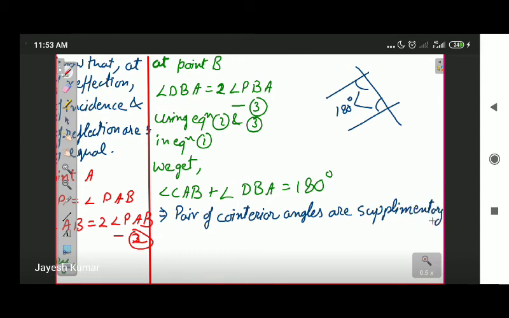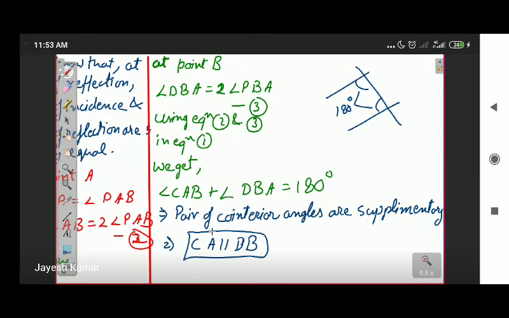The pair of co-interior angles are supplementary. That means these lines, one line was CA, another was DB, are parallel to each other because the pair of angles are supplementary. Okay. So in this manner we have done this question.